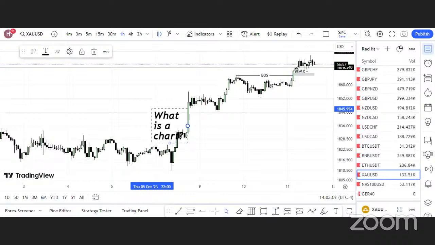Charts are the main tools of technical analysis. In technical analysis, we use charts to plot a sequence of price movement. We use it to plot the price movement of an asset over a certain time duration. So it is a graphical way of showing the price.